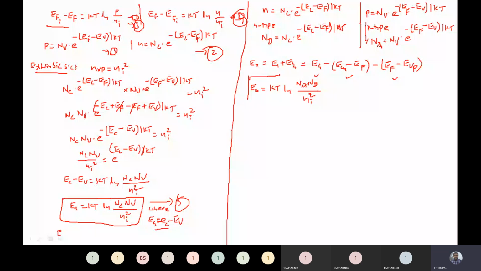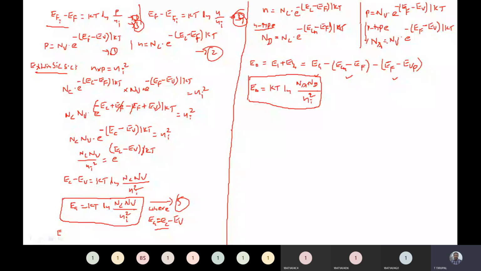Na is called acceptor concentration, Nd is called donor concentration. So therefore E naught is equal to KT ln Na Nd by Ni square. How do you get this ECN minus EF? See, this is an N-type semiconductor, no? So we can write this as N is equal to Nc e power minus of Ec is replaced by ECN, because it's an N-type semiconductor, minus EF divided by KT.